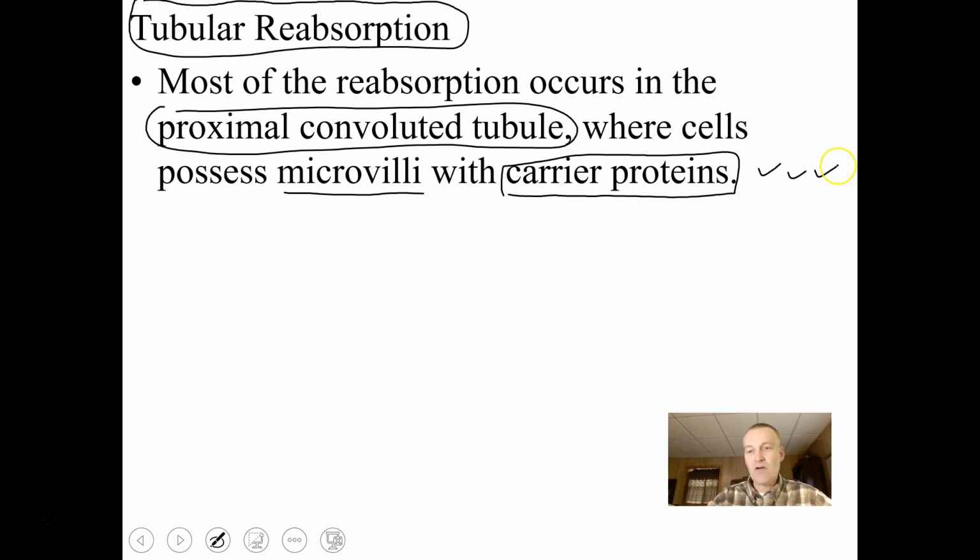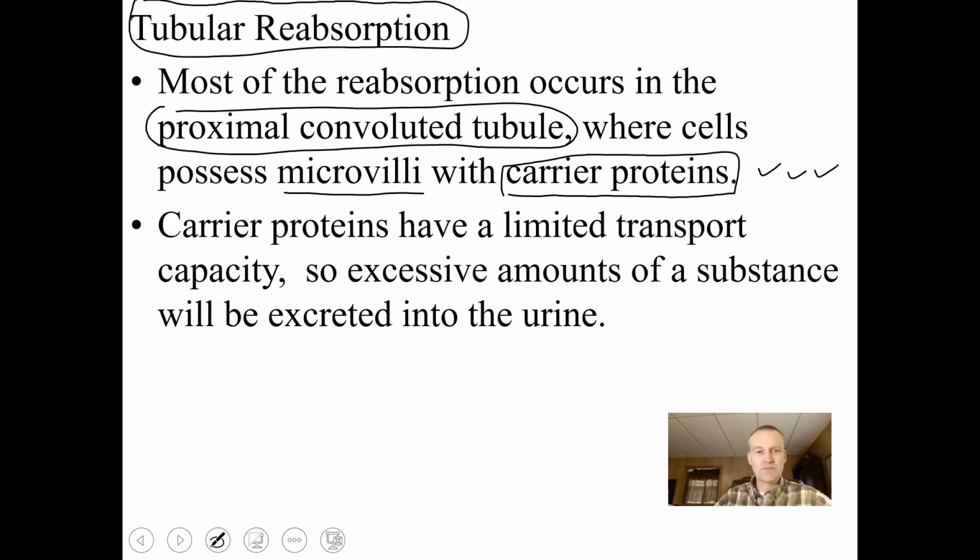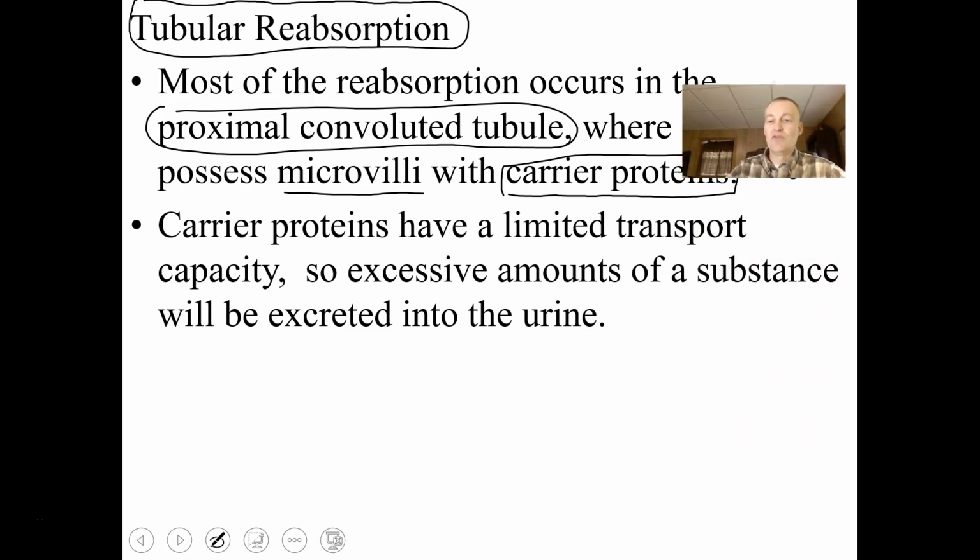Now, those carrier proteins can be overwhelmed if, let's say, you have really high blood sugar because you have diabetes and you haven't taken insulin in a time period where you can lower your blood sugar level. That high sugar level may overwhelm the proteins' ability to reabsorb sugars back into the bloodstream. Therefore, they're going to be found in your urine, because the carrier proteins can be overwhelmed and don't have the ability to process all the materials. So the proteins have a limited transport capacity. Excessive amounts of any substance will be excreted into the urine.